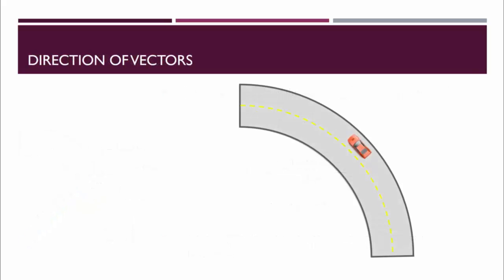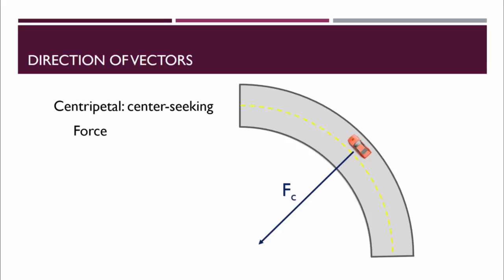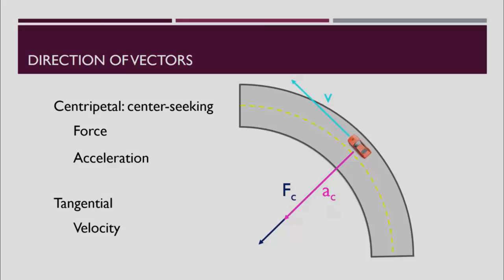Before we're done, let's take a look at the direction of some very important vectors. Centripetal is a word with Latin roots that means center seeking. That means that anything that is described as being centripetal should point toward the center. So centripetal force is a force vector that points toward the center of the circle, and centripetal acceleration is an acceleration vector that points toward the center of the circle. The velocity is a different story. The velocity of an object traveling in a circle is described as tangential, meaning like a tangent. If you don't remember, a tangent is a line that touches a circle at just one point. At this moment, the velocity of the car is in this direction.